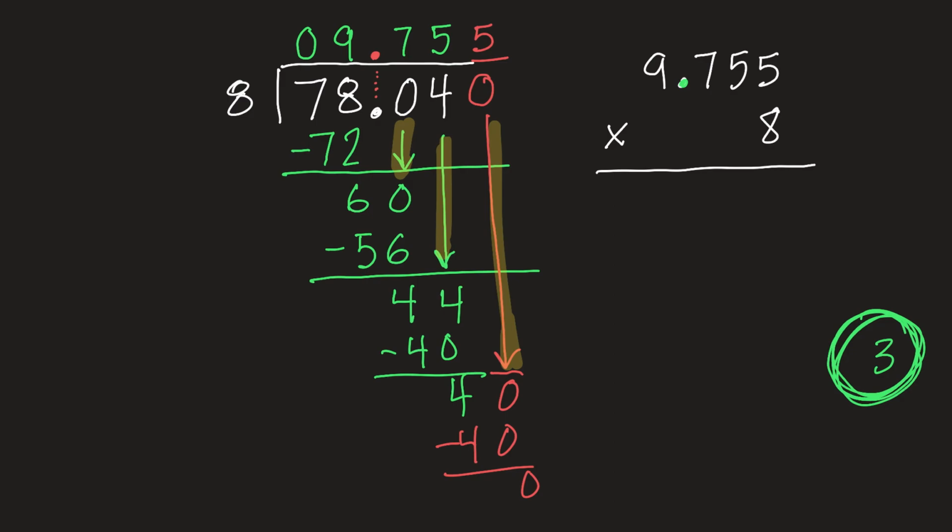So here I go. 8 times 5 is 40. Nice and slow. 8 times 5 is 40 again, plus 4 is 44. Then we got 4. Now we got 8 times 7 is 56, plus 4 is 60. And 8 times 9 is 72, plus 6 is 78. Okay, there's my answer. Oh, I see my big 3 here.